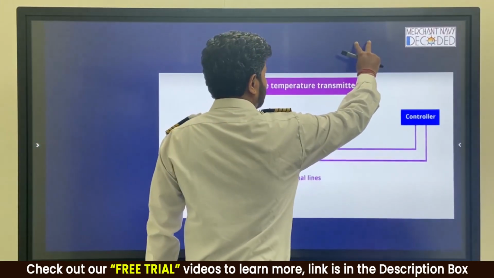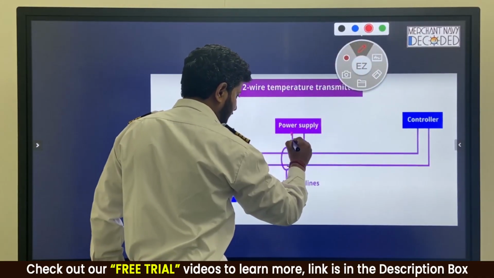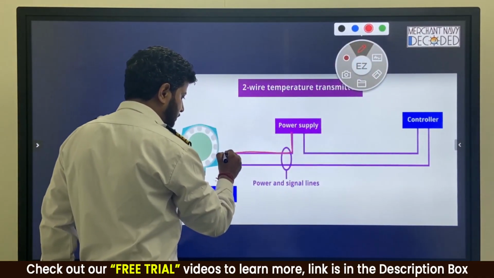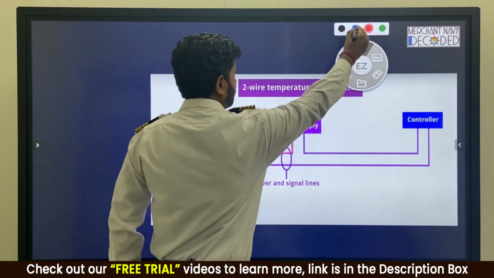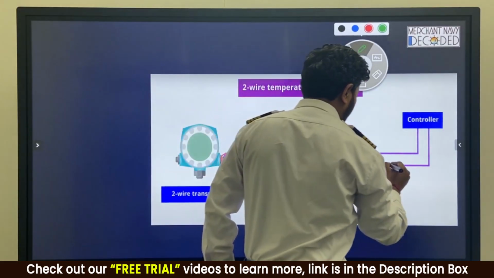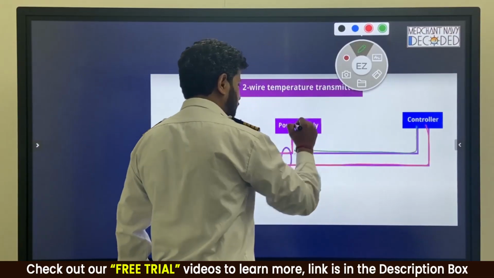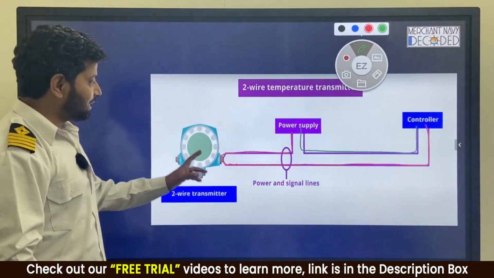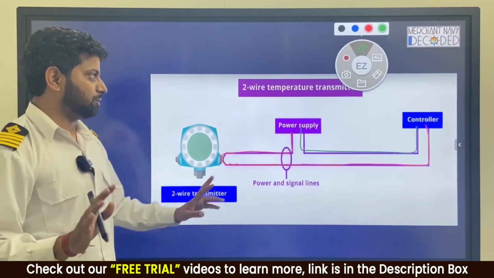So it starts as a power signal, 24 volt DC, comes outside as 4 milliamps signal. Okay, 24 volt DC. So this is a power and signal line over here. So sometimes it can be a 2-wire transmitter as well.